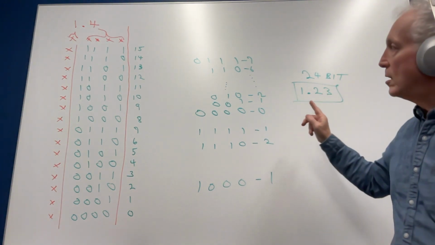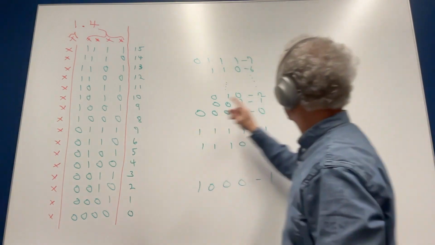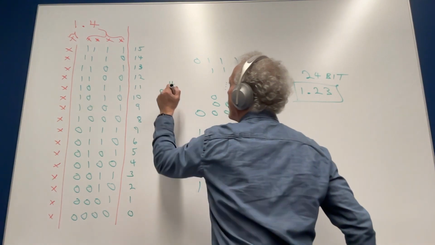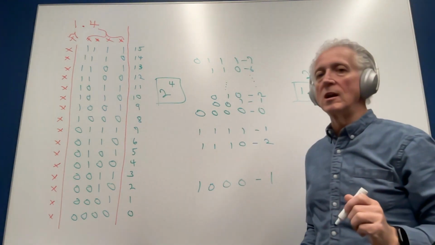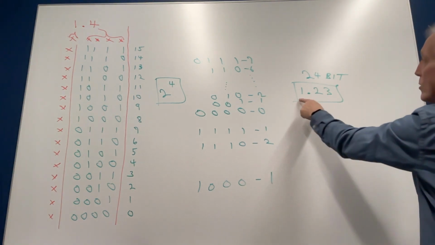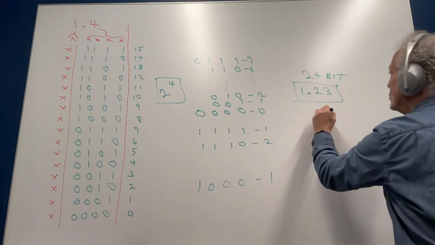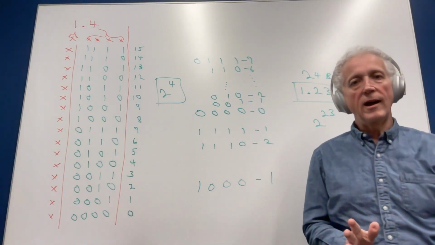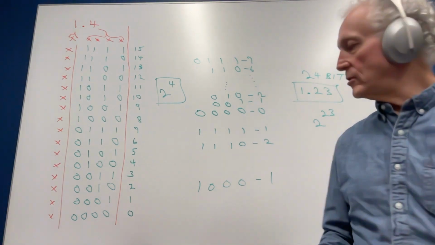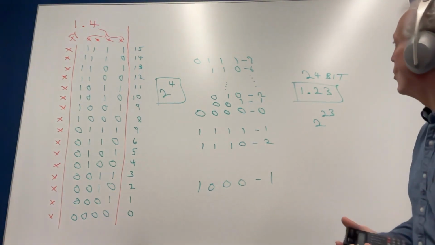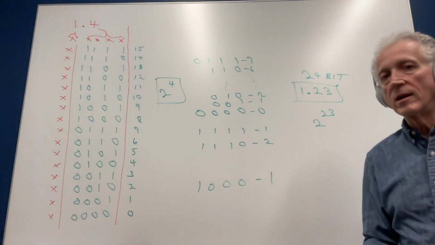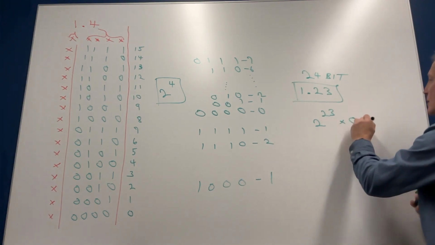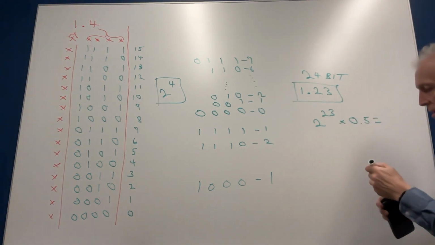Here with the 4 bits, I said we had 2 to the 4 for total possible values, and that was 16. So in this case, with a 1.23, we have 2 to the 23 as the total possible values. And if we're going to say, well, what is 1.5? Then we're going to take 2 to the 23 and multiply that by 0.5, and that'll give us the hex value.